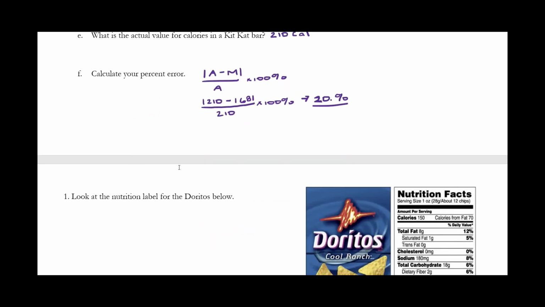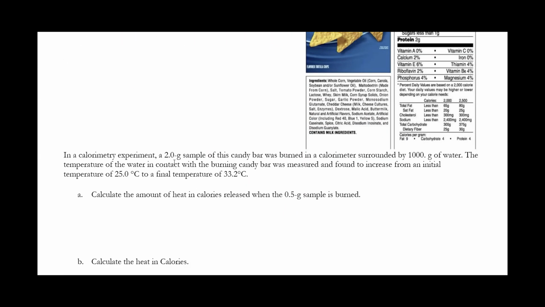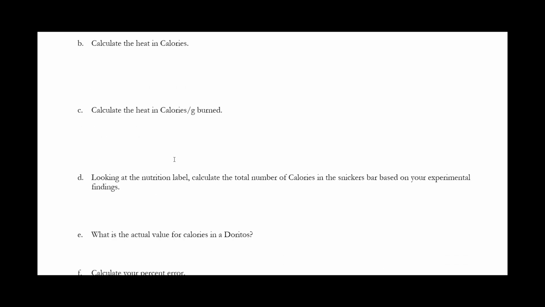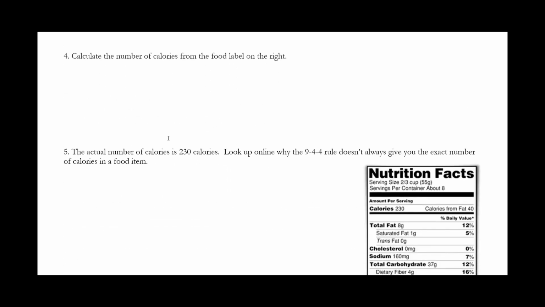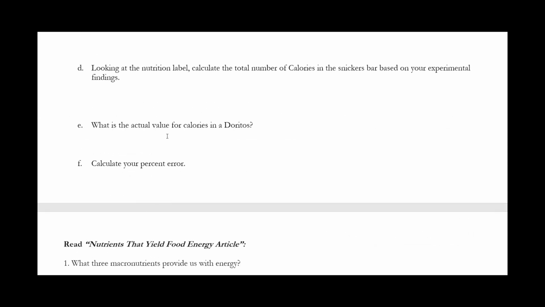So what you're going to be doing now is completing number 1. You can work with your partner, that's fine. You're going to complete number 1, and then you're going to do this reading and answer the questions along with it. All right?